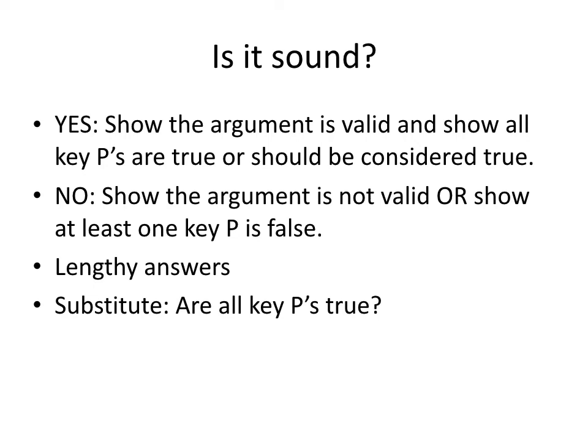We can evaluate an argument by determining whether it's sound. But to show that an argument is sound, we have to go through all the steps of showing that it's valid. And then we have to show each of the key premises is true or should be considered true. And we have to give a reason for each one. And this ends up being a really lengthy process. To show that an argument is not sound can be quicker because if we can show that it's not valid, then it's also not sound. Or if we can show that at least one key premise is false, we have shown that it's not sound.